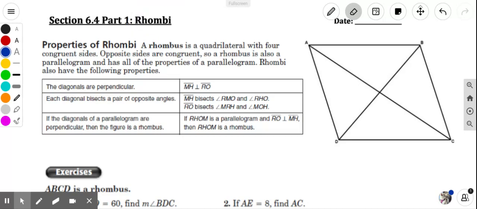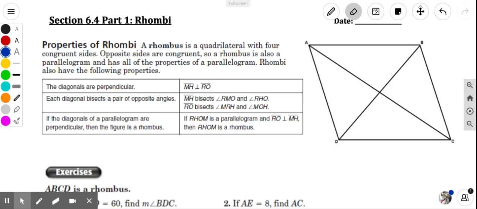And so all of those properties of parallelograms that we learned earlier in this unit would apply to a rhombus. For example, opposite sides are parallel, opposite sides are congruent, the diagonals bisect each other, stuff like that. All of that is true about a rhombus. But rhombi have three additional properties.